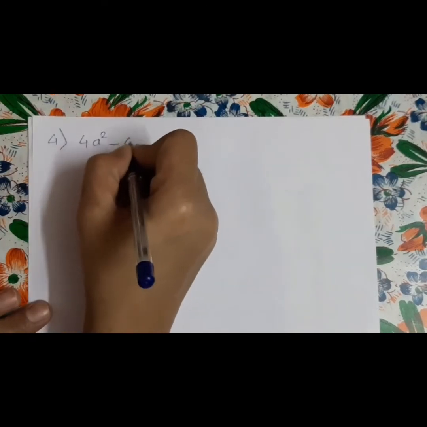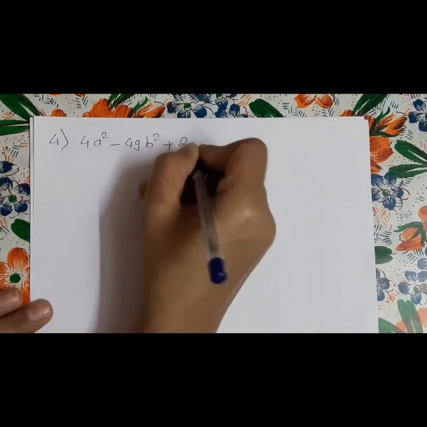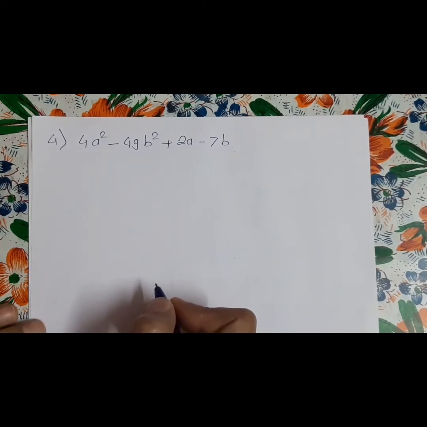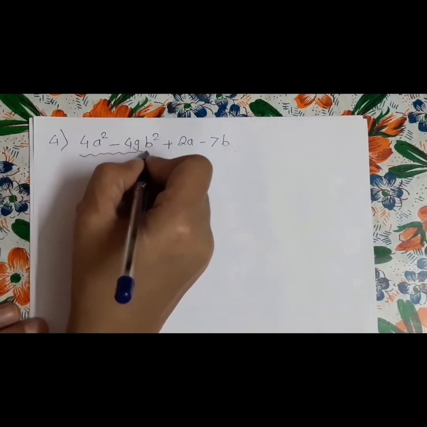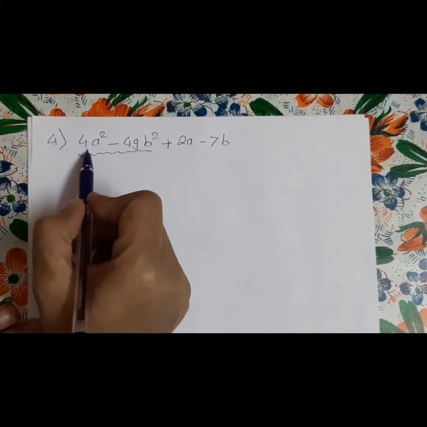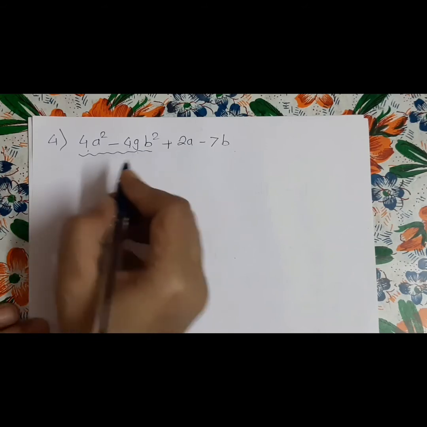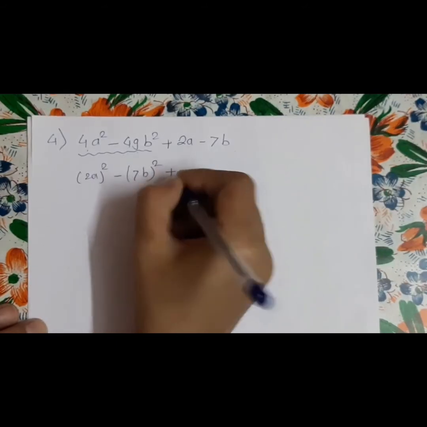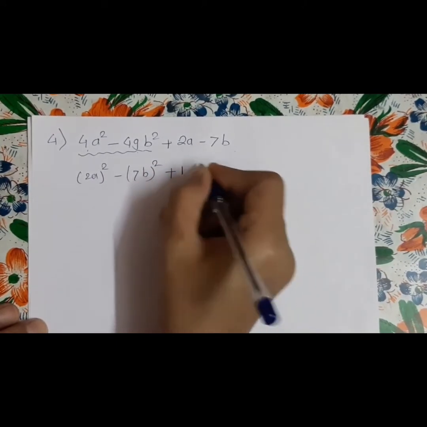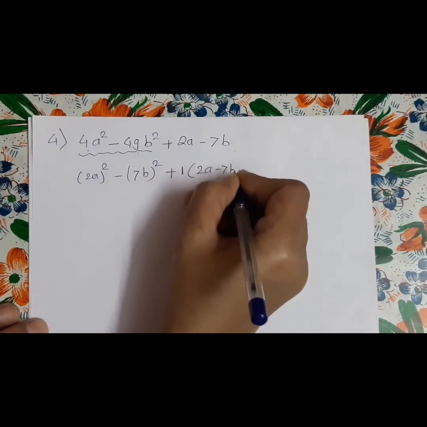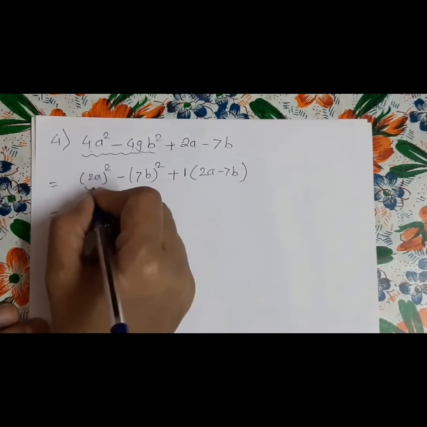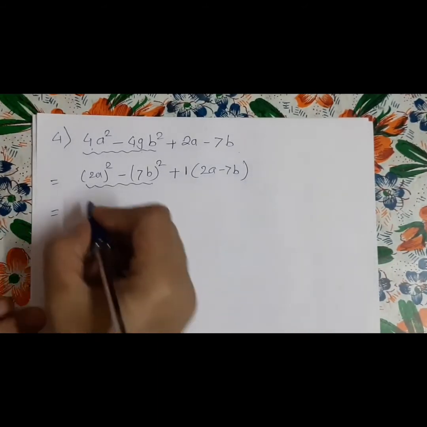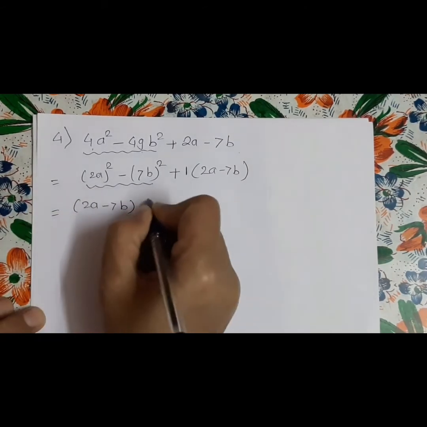4a square minus 49b square plus 2a minus 7b. So here, 4a square minus 49b square, if you look at this expression, this is a square term and this is also a square term. So this is the square of 2a and this is the square of 7b, plus nothing is common, so if I take 1 as a common, then it will be 2a minus 7b.